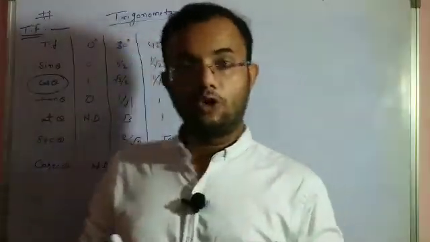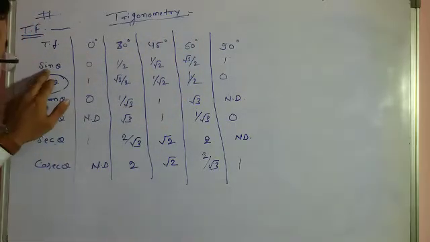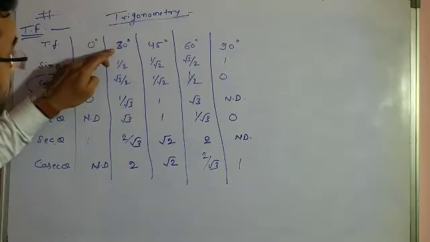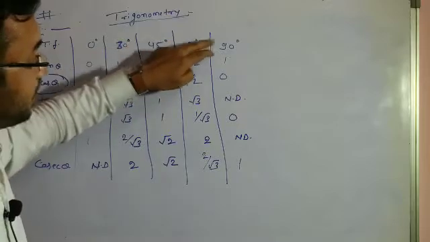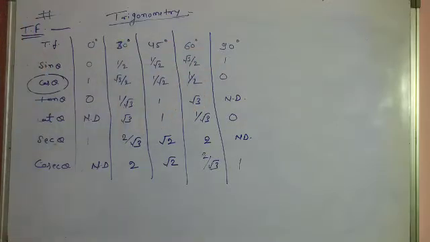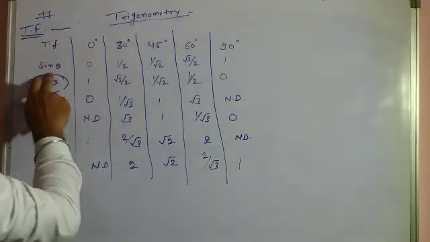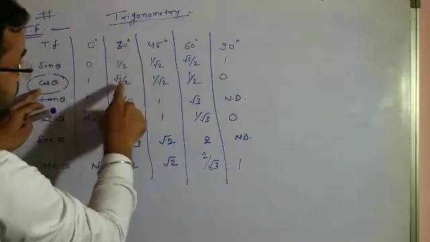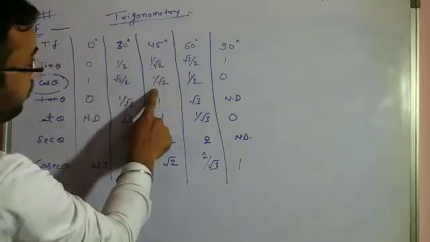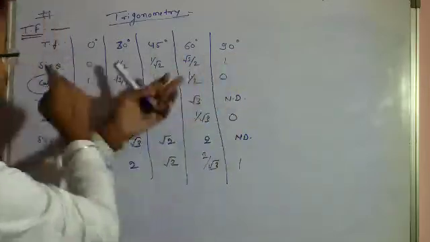Now we observe the values of trigonometric functions at different angles. See that sine theta at 0 degree is 0, at 30 degree is 1 by 2, at 45 degree is 1 by root 2, at 60 degree is root 3 by 2, and at 90 degree is 1. Similarly, if we find the value of cos theta at these angles, then we reverse the values of sine theta. Cos 0 degree is 1, cos 30 degree is root 3 by 2, cos 45 degree is 1 by root 2, cos 60 degree is 1 by 2, and at 90 degree it is 0.